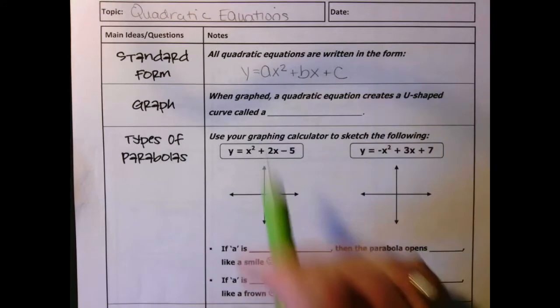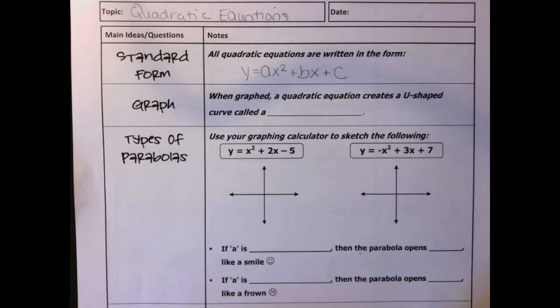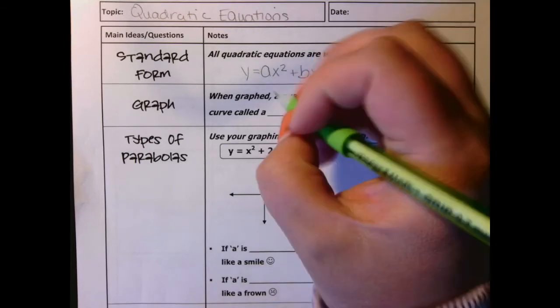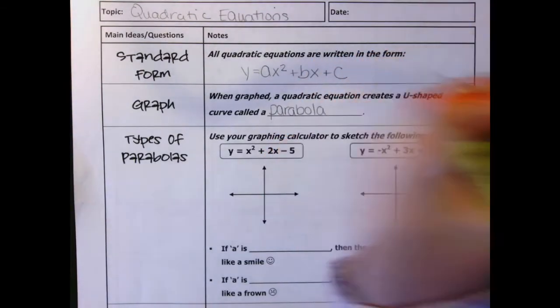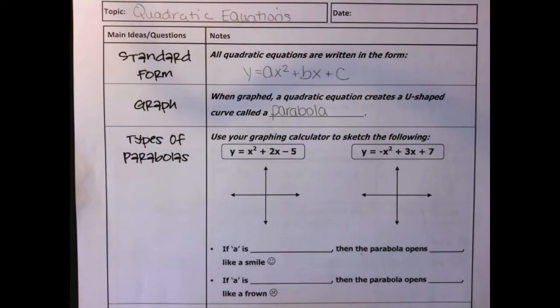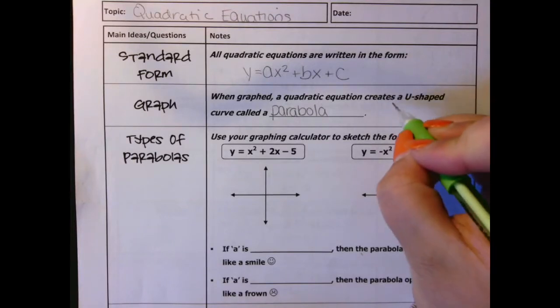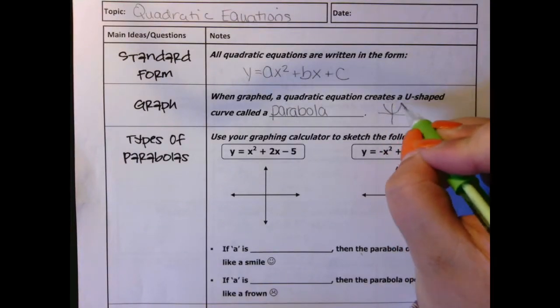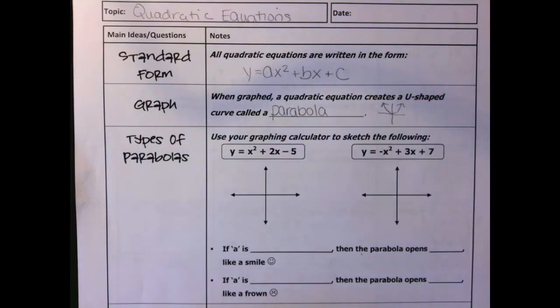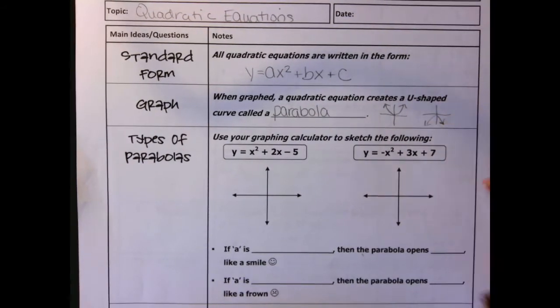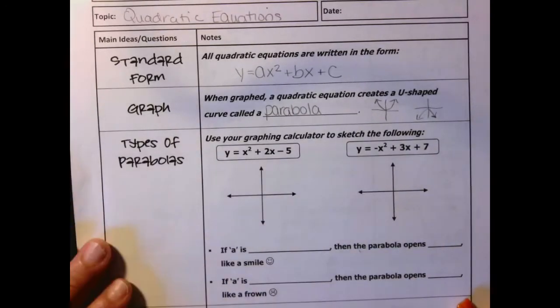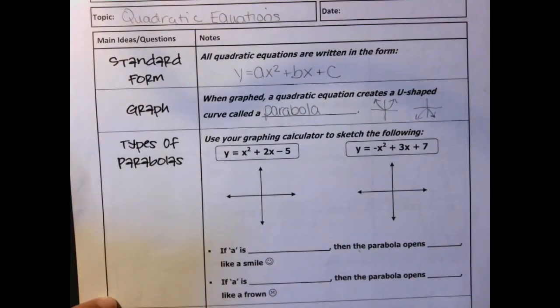When we graph a quadratic equation, it's going to create a U-shaped curve, and it is going to be called a parabola. And that parabola is going to look either like this, opening upward, or the opposite, opening downward. So it's going to create that nice U shape.